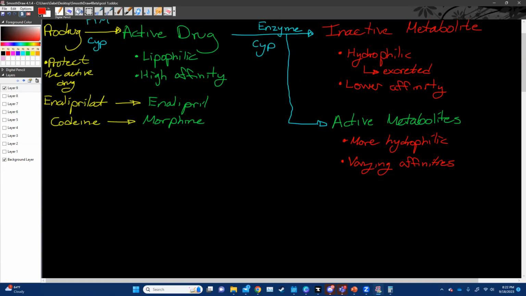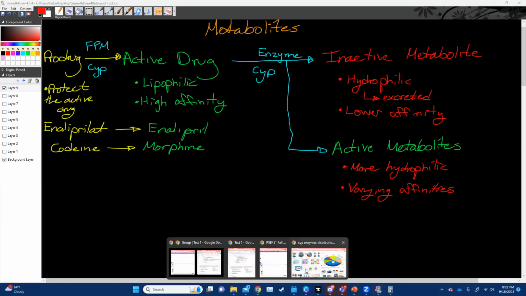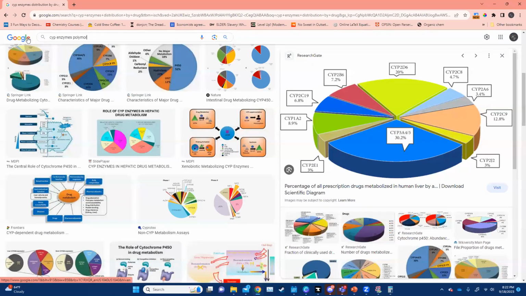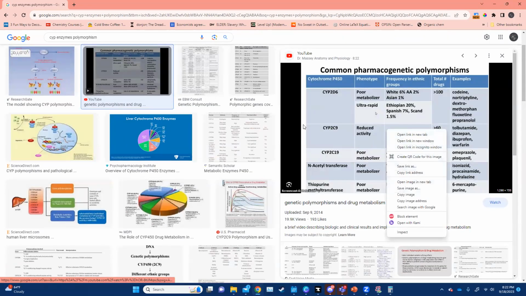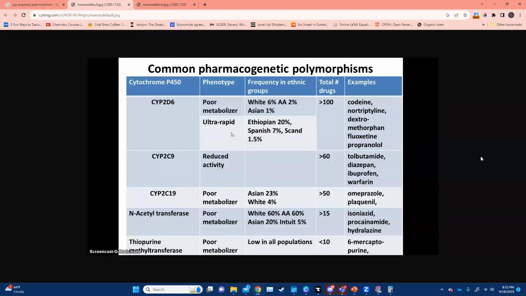Let's take a look at a specific example. Or actually, before we do that, I need to talk about polymorphisms. Some people are different, and these different people have different numbers of enzymes. Yes, pharmacogenomics. Huge, huge part of pharmacy, especially nowadays.